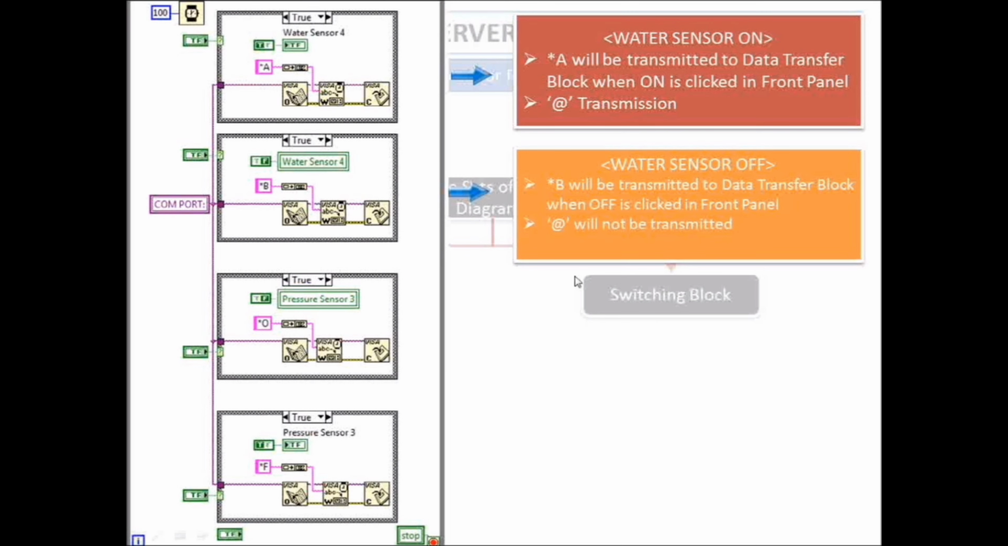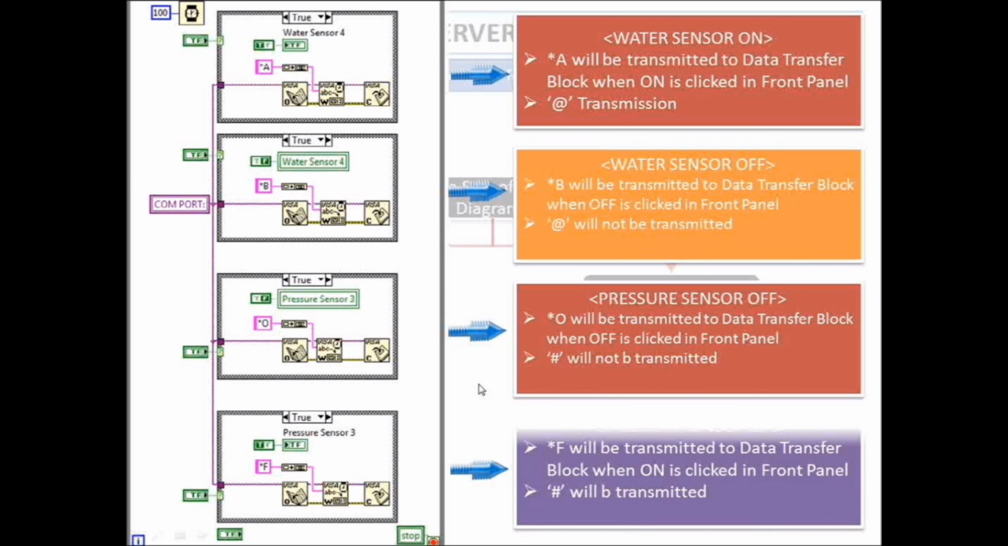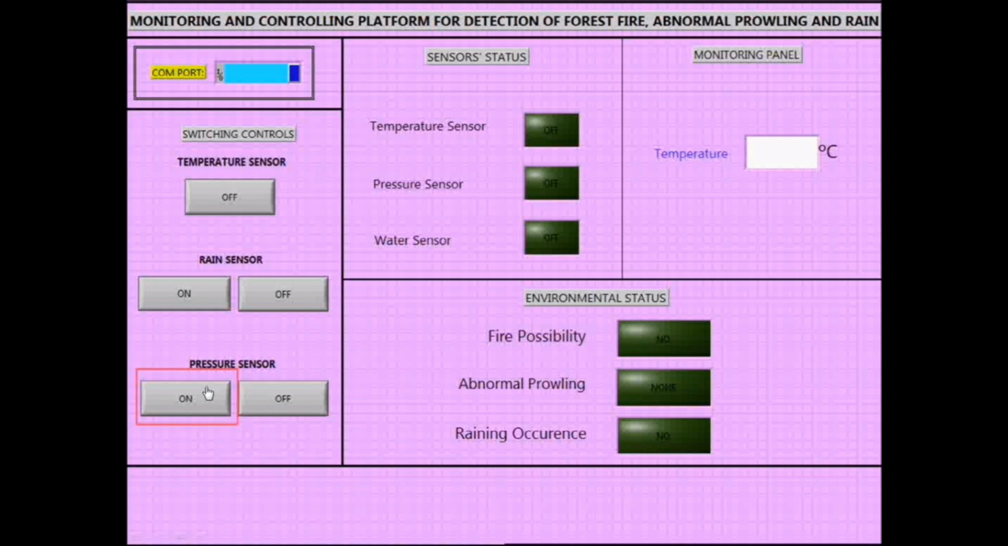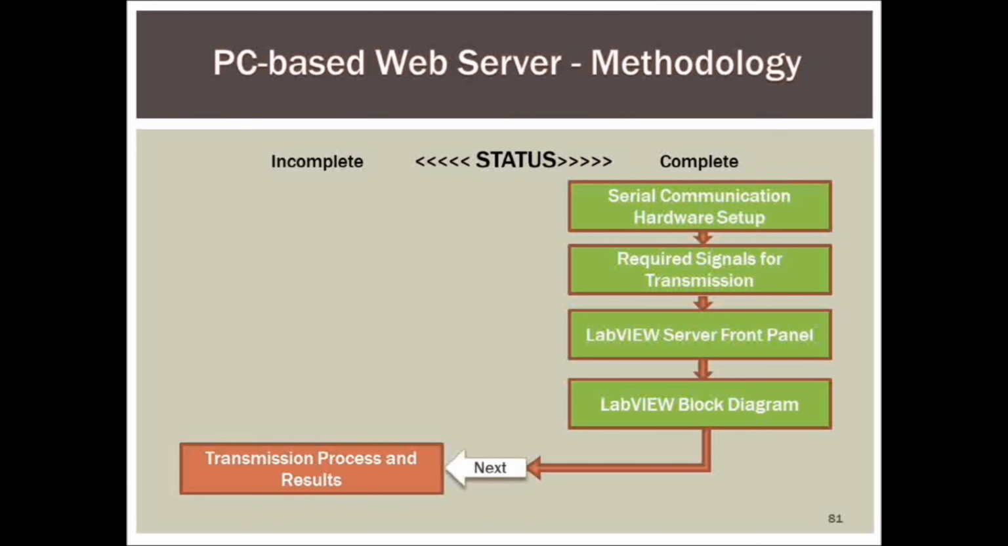And similarly, if we click this off button associated with the rain sensor, asterisk B will be sent, so that the rain sensor relay will get asterisk B, and at will not be transmitted because the water sensor will be in off state. Similarly, asterisk O will be transmitted if the pressure sensor off button is clicked, and hash will not be transmitted. And finally, if we click the on button of the pressure sensor, asterisk F will be transmitted, so that the pressure sensor relay will get switched on, after which hash will be continuously transmitted, which will fetch and return the values of the pressure sensor.